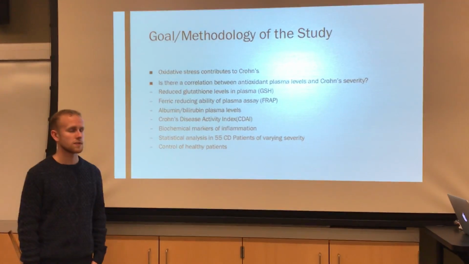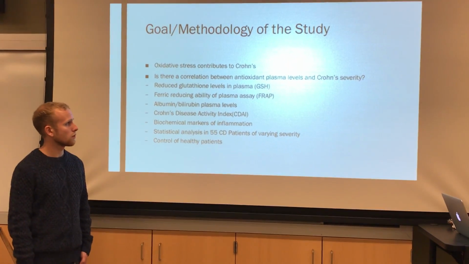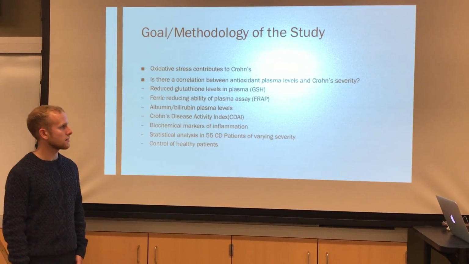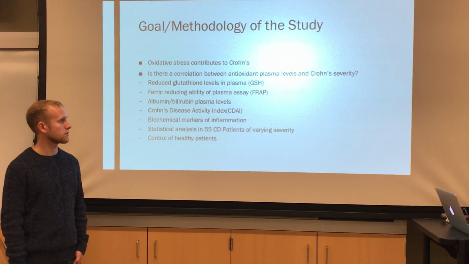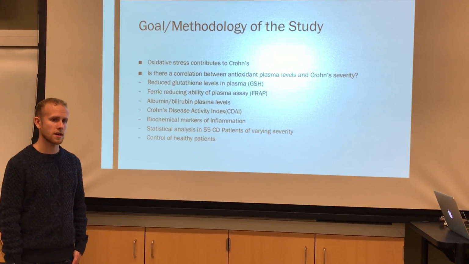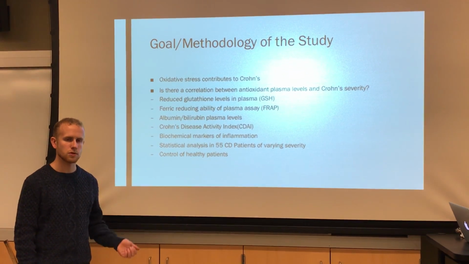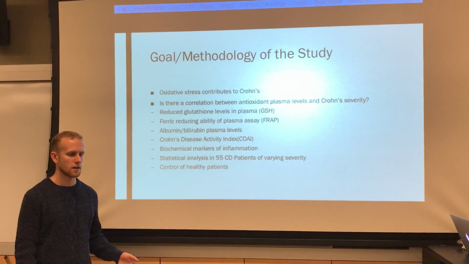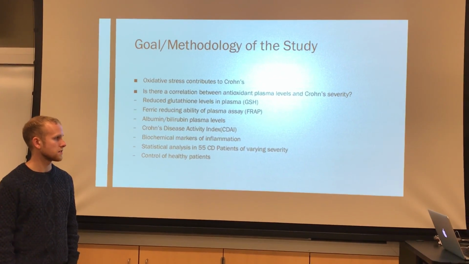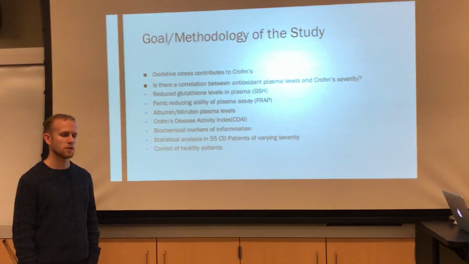So the goal of this study was to see how oxidative stress contributes to Crohn's disease, and also to see whether there is a correlation between antioxidant plasma levels and Crohn's severity. This was done through a GSH assay, a FRAP assay, and plasma bilirubin levels, and they also measured the Crohn's Disease Activity Index, which is how they gauge severity of Crohn's disease via laboratory tests, patient input, and other clinical tests. They also looked at biochemical markers of inflammation, and they did a statistical analysis in 55 patients of varying severity of Crohn's, as well as healthy controls in order to compare.